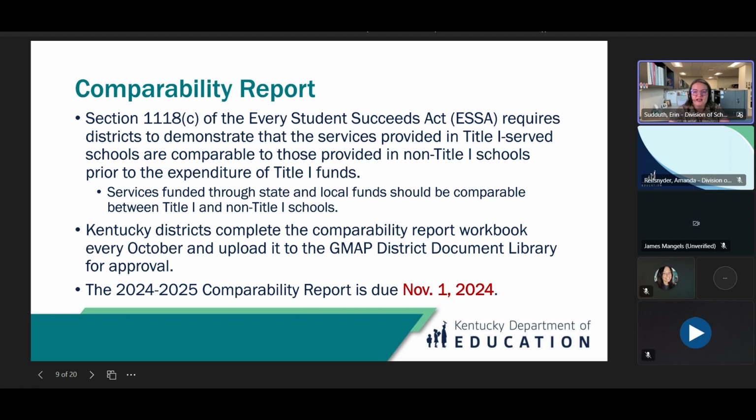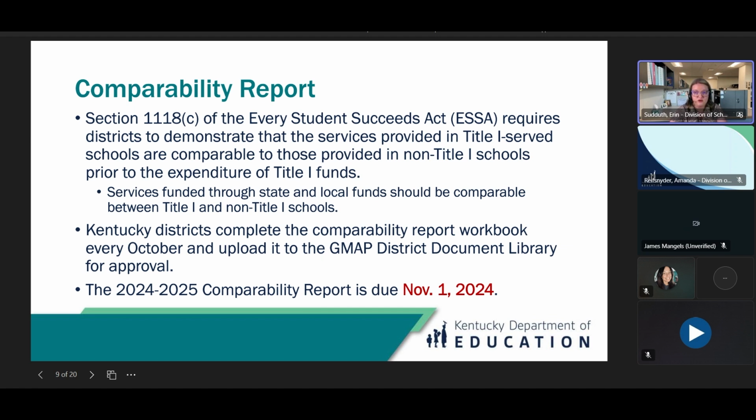And if all of the schools in a grade span are being served with Title I, then instead of comparing Title I to non-Title I, we compare the high poverty Title I schools to the lower poverty Title I schools and look for comparability there. So Kentucky districts complete this comparability report workbook every October and upload it into the GMAP district document library.